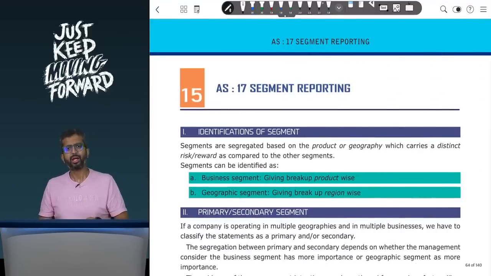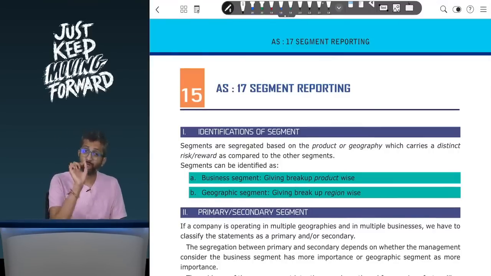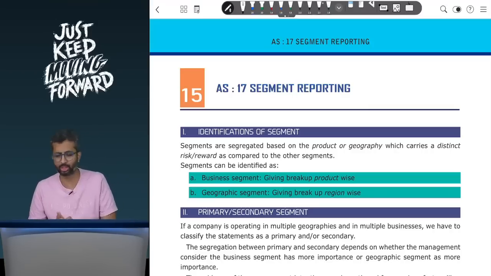Okay, that takes care of AS 16. I would recommend that you do some numerical practice for the foreign exchange adjustment as well as the general borrowing cost capitalization adjustment, two particular ways. Next, you go to AS 17.